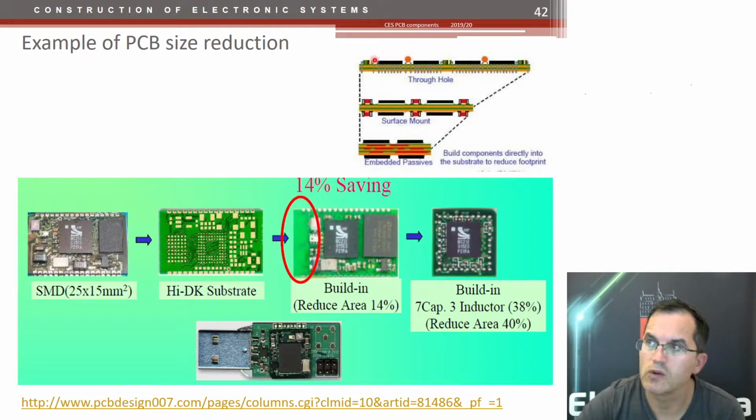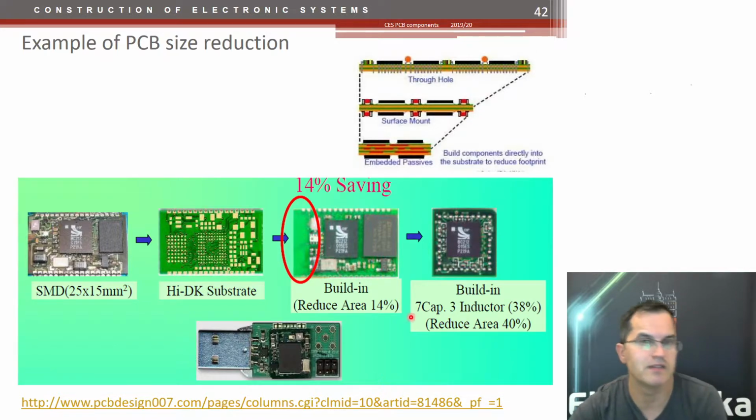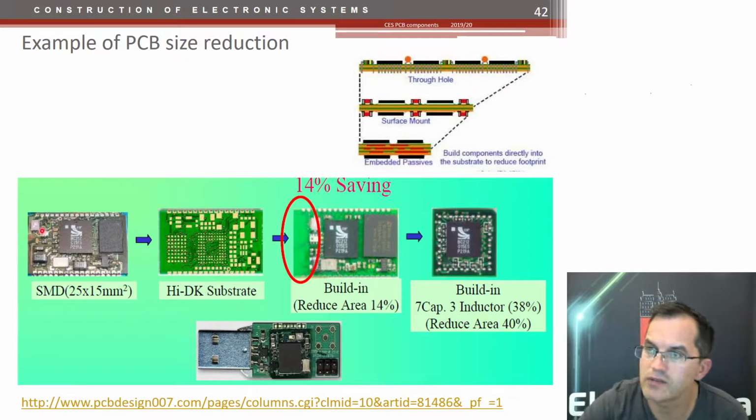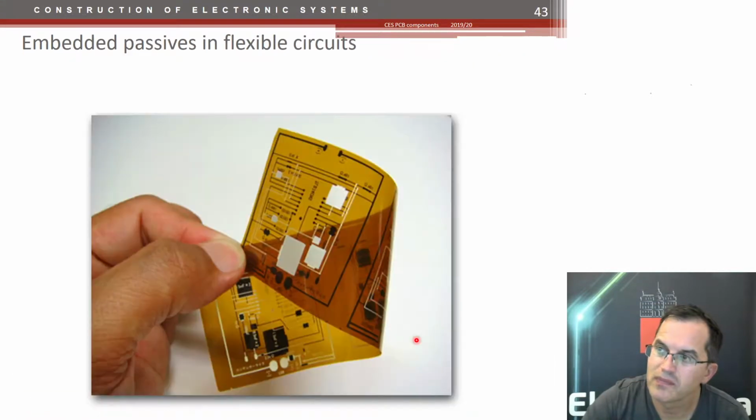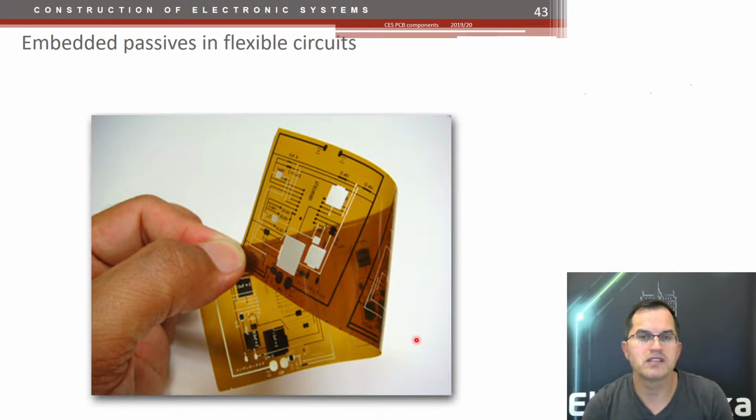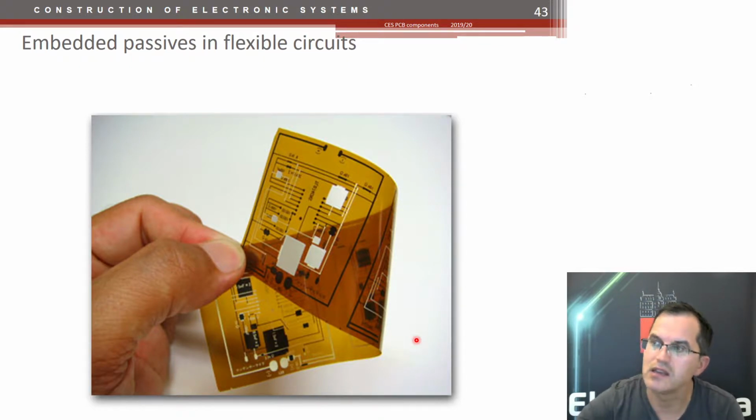First of all, you can go from single-sided to double-sided surface mounted SMT, and you reduce it a lot. But then putting all these passives inside makes the PCB even smaller. And this is an example going from this PCB to that one using embedded passives, which reduces the area by 40%. And this is then a part of a small USB key. Passive components can also be embedded in flexible circuits, like here, for example, capacitors. They are formed inside the layers.